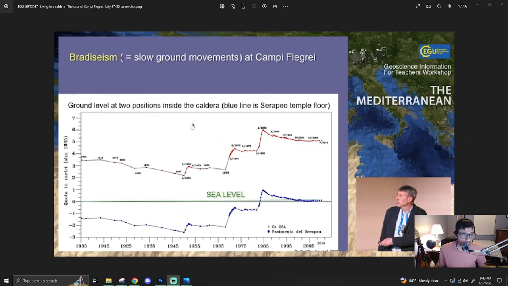The ground level of the caldera has risen since, apparently, he didn't show data for this exactly, but he said the ground has been subsiding since Roman times, and since the 1950s or so, 1949 maybe, it has been rising relatively in these steps where it rises, falls, and the concern is that it rises again and then rises so much that it erupts.